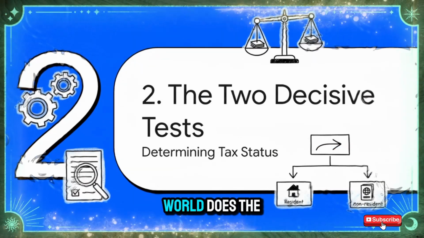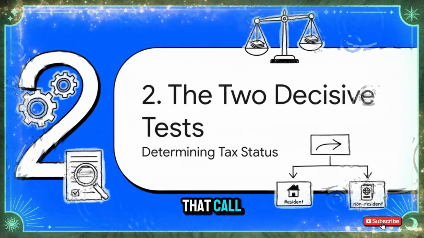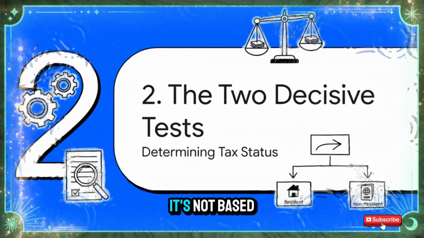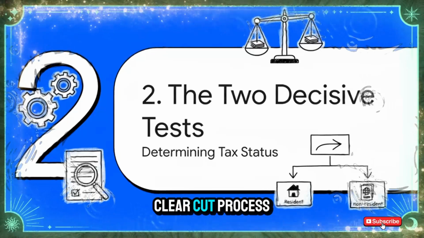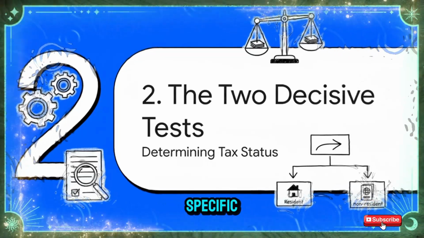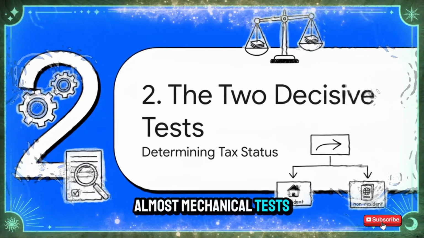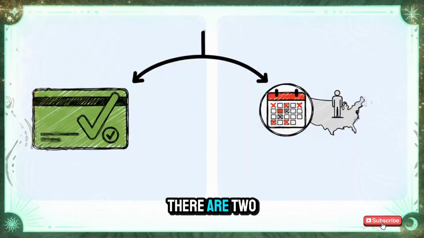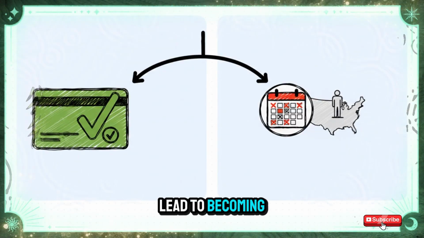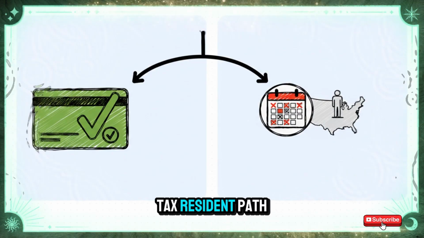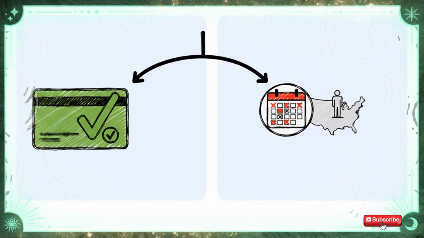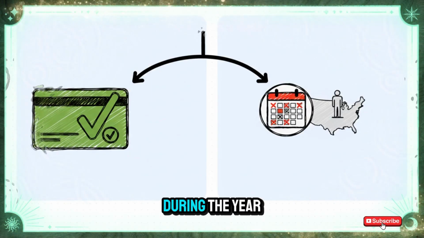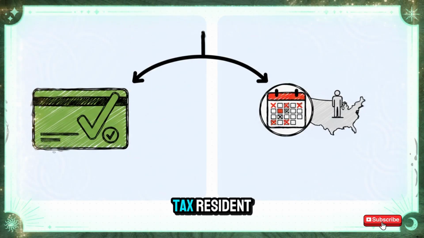So how in the world does the IRS actually make that call? Well, the good news is it's not based on feelings or opinions. It's a very clear-cut process based on two specific, almost mechanical tests. Basically, there are two main roads that lead to becoming a U.S. tax resident. Path number one is super simple. It's the green card test. If you had a green card at any point during the year, boom, you're a tax resident.